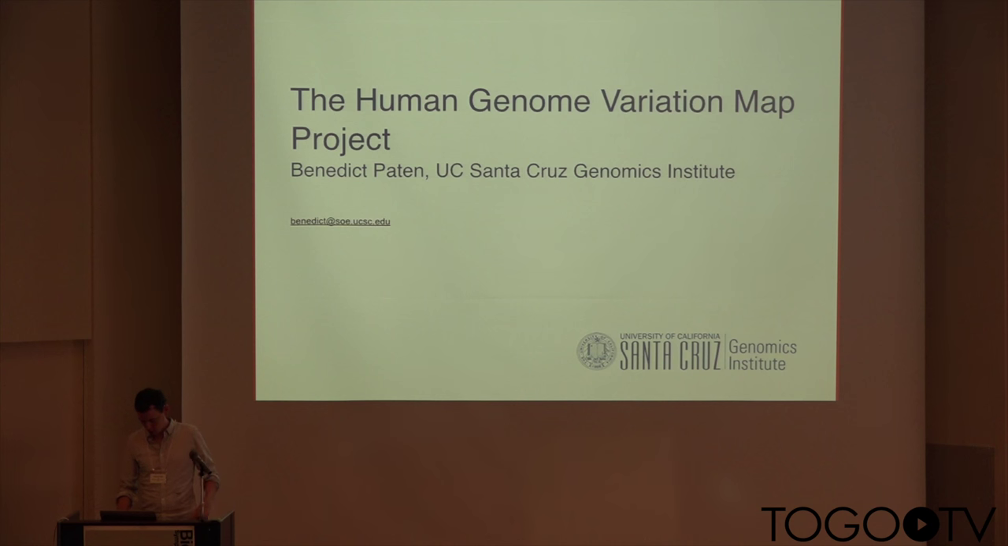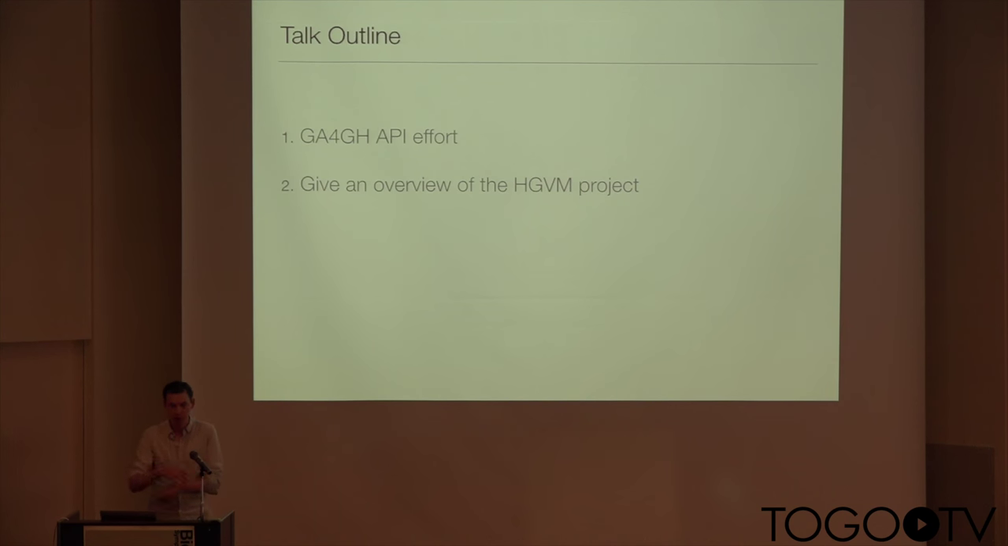Okay, so I'm going to actually shoehorn in some stuff about the GA4GH effort, just because I felt like in the previous session, people were talking about genomic data sharing and how that would be a good thing. I want to plug that major project. And then I'm going to talk about how the Human Genome Variation Map, HGVM, fits into that effort.